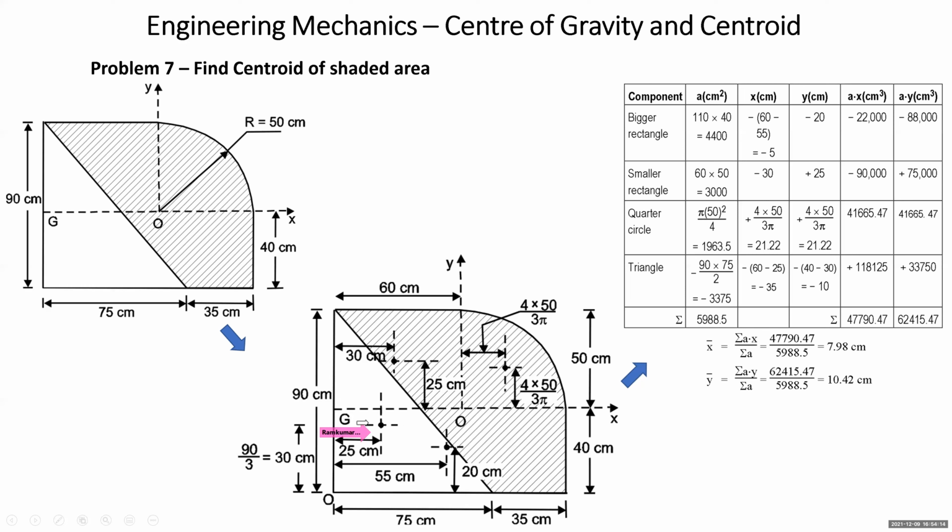So the x-coordinate is negative. This is 60, this is 25. 60 minus 25 is the x-coordinate. It's negative since it is left of the y-axis. So 60 minus 25, that is minus 35, is the x-coordinate.